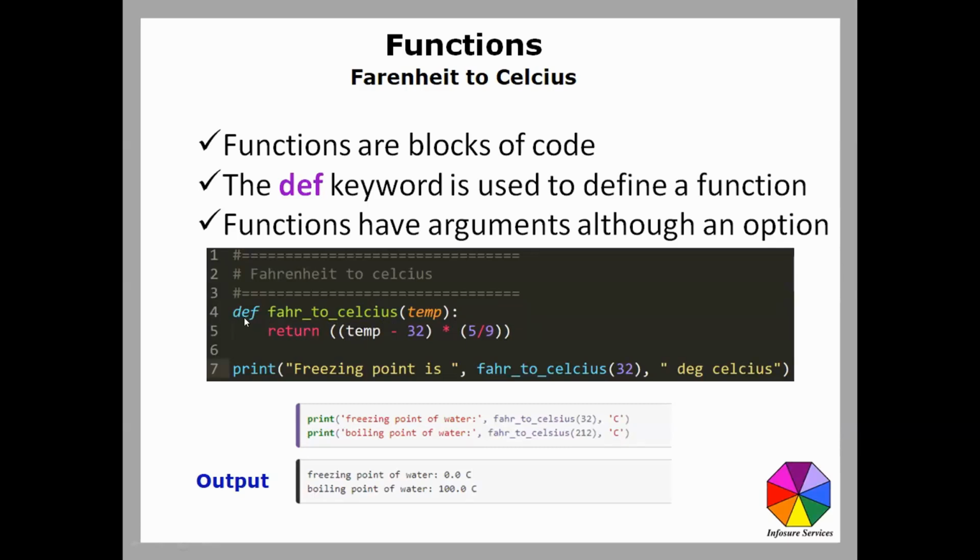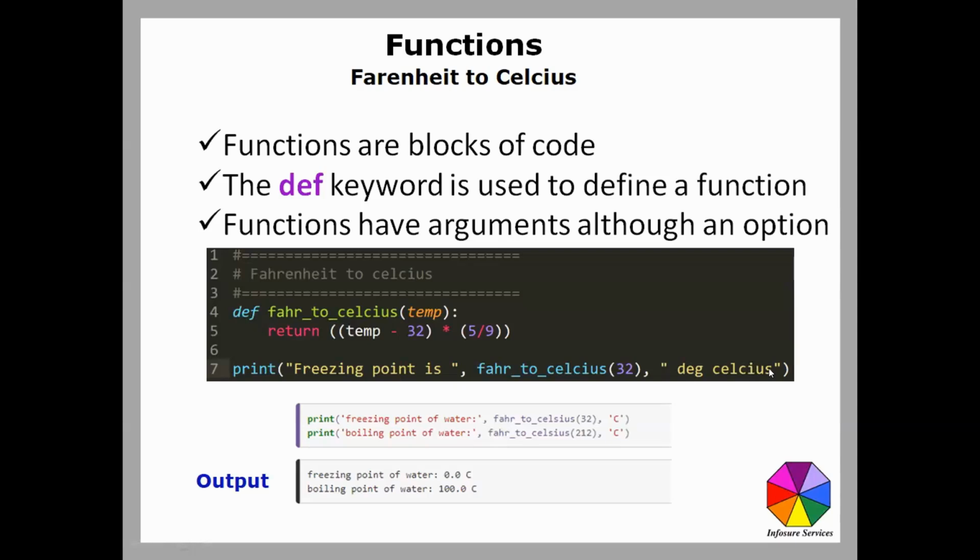When you have to call this function, we can call it inside a print function, which is a built-in function by itself. So print freezing point is, comma. You can call your function inside this built-in function. Fahrenheit to Celsius, and the value passed is 32, comma, and then the later part of the string.